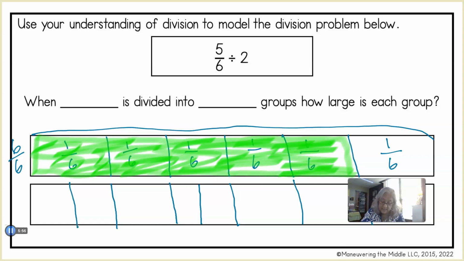So if I'm going to divide this in half, and this in half, and this one in half, and this one in half, and this one in half, how many do I have now? Well, I have 1, 2, 3, 4, 5, 6, 7, 8, 9, 10, 11, 12. So it means each one of these is worth a 1/12. So let's put that in there.